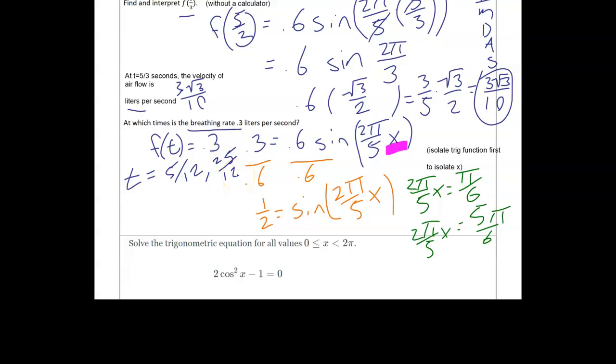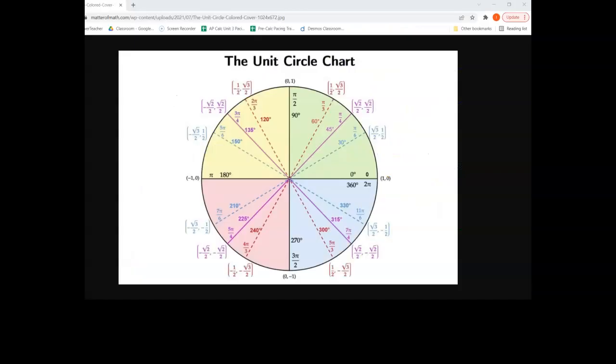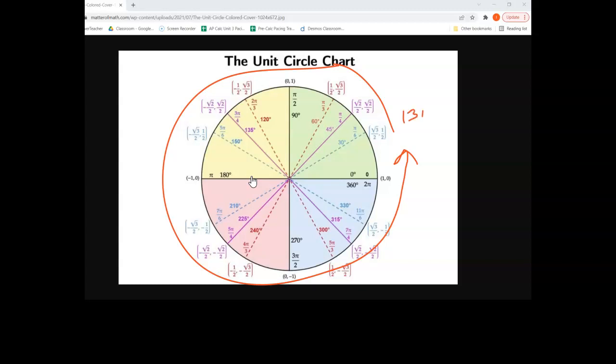And there's actually more too, right? Because remember, if I go all the way around my unit circle and come back, I get the same values, right? So what I get here, if I add 2 pi, go all the way around, is I get 13 pi over 6. That is also a solution, as is 17 pi over 6 over here. So there's actually an infinite number of solutions to this equation.